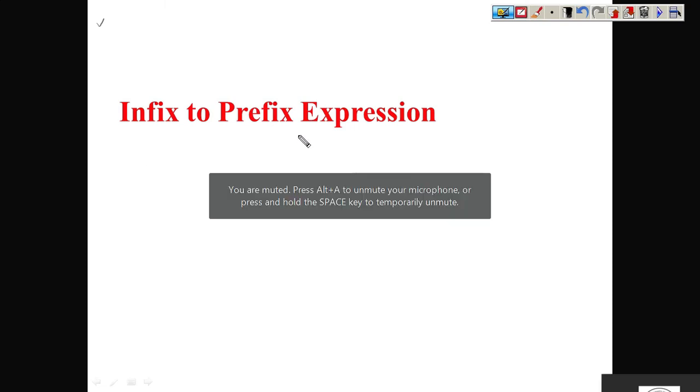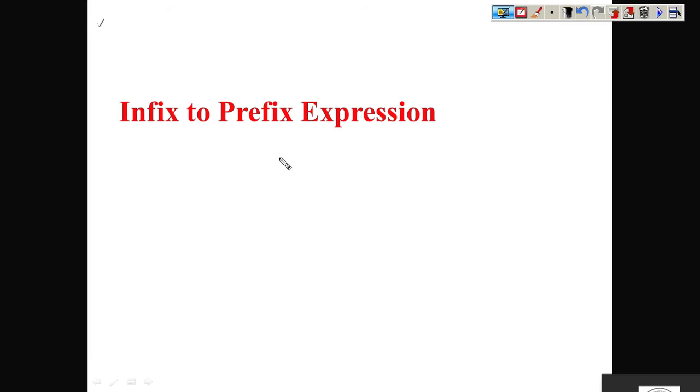Hi everyone. Today we are going to talk about converting infix to prefix expression. This is one of the stack applications that we have seen. We have already discussed how to convert infix to postfix and how to evaluate the postfix expression. In all these conversions we are using stack. Now we will see how we can convert any infix expression to prefix expression.